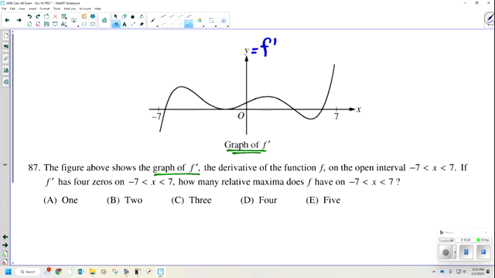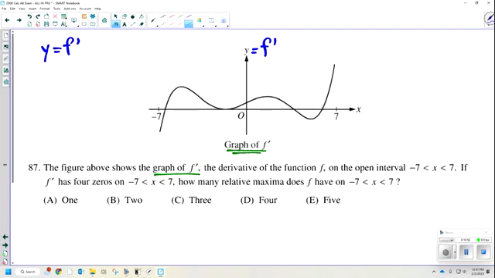Why do I do that? Do I do that all the time? Yes, I do, and I do it for this reason. This tells me that no matter what the coordinate is, the y value is always going to be the same as the derivative. And that's going to come into play and help me answer this problem.